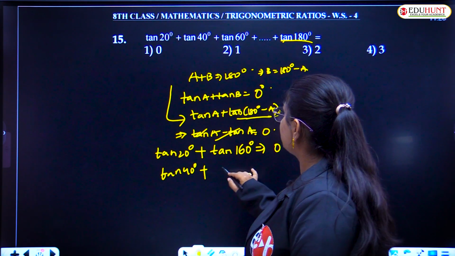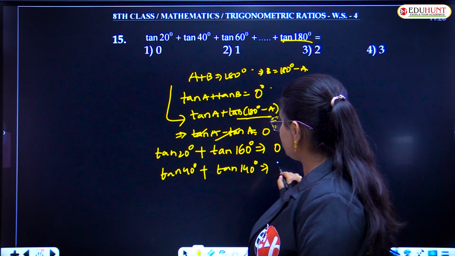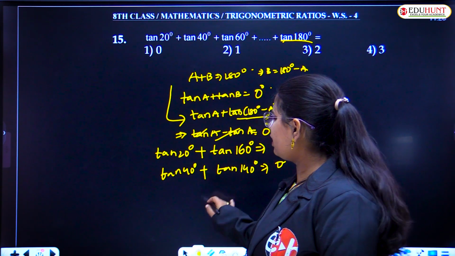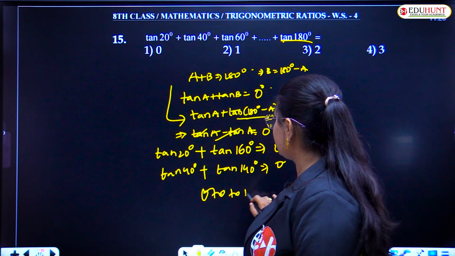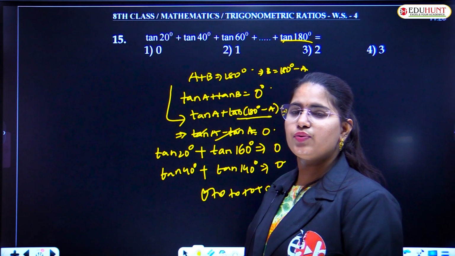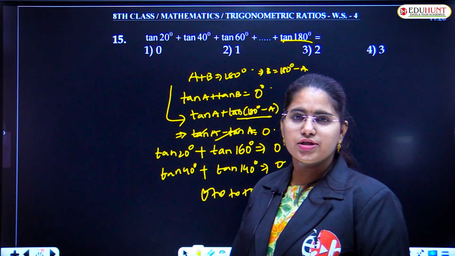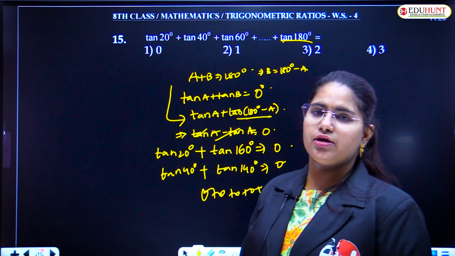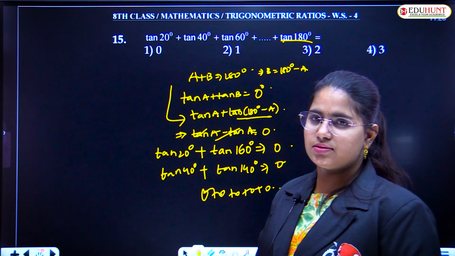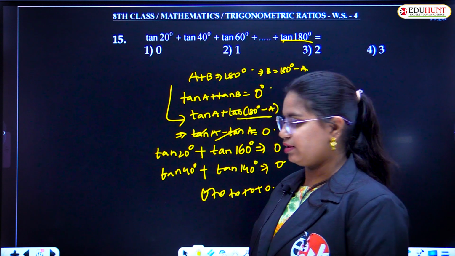Similarly, tan 40 plus how much should you add? 180 minus 40 is 140, which is also 0. So whatever angles you take, 0 plus 0 plus 0 plus 0 plus 0, always you will get the answer 0. Understood? Am I clear with this? Yes. Can I get back to the next one? Yes. Chalo.